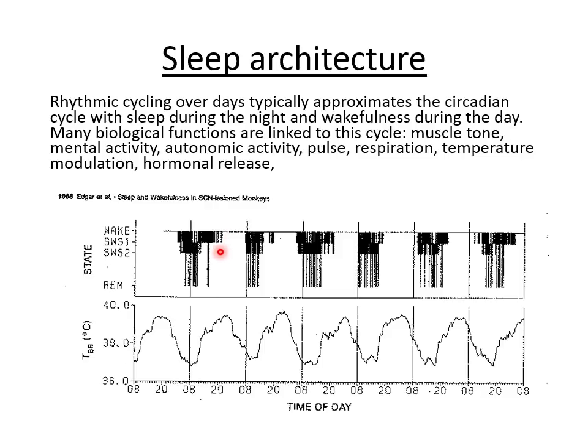There are many functions besides the obvious sleep and wakefulness that are linked to that cycle. That includes muscle tone, mental activity, autonomic activity, the pulse, respiration, temperature modulation, and hormonal release. You see just one of those here, and that is the body temperature varying with a diurnal circadian rhythm, where it's highest during wakefulness and goes down in temperature during sleep, and it cycles back up and down on a continuous basis following this sleep cycle that we defined in the EEG, along with muscle tone and other functions.